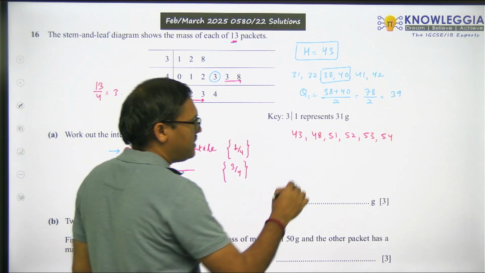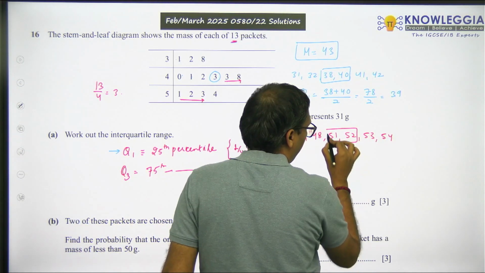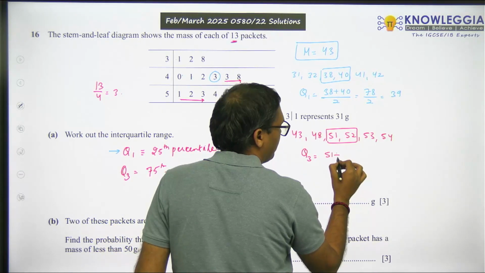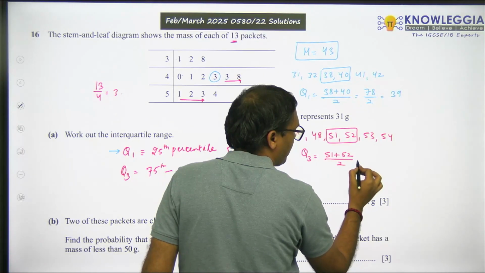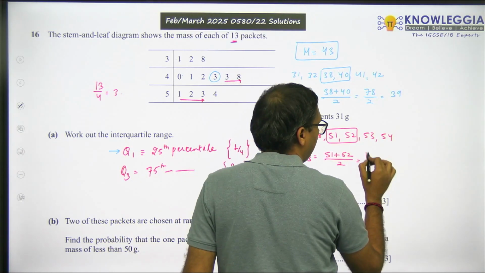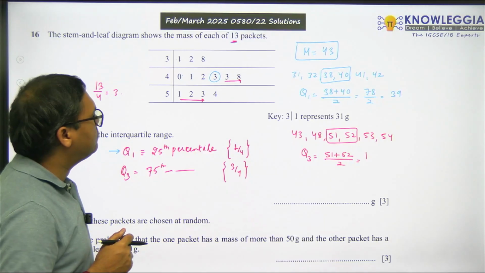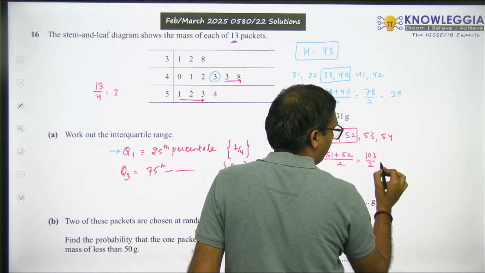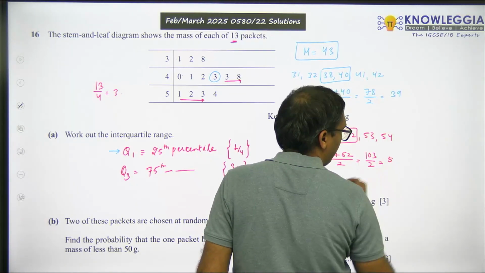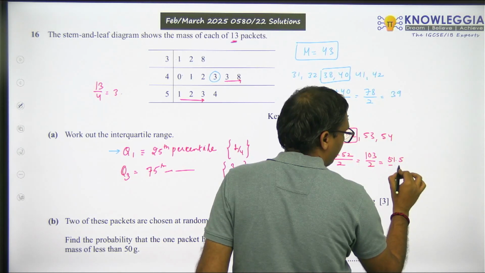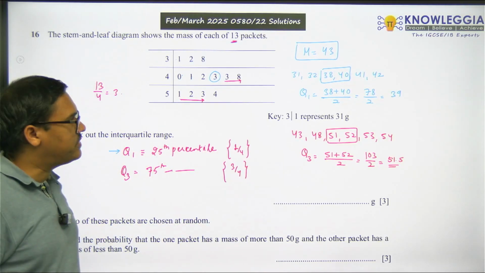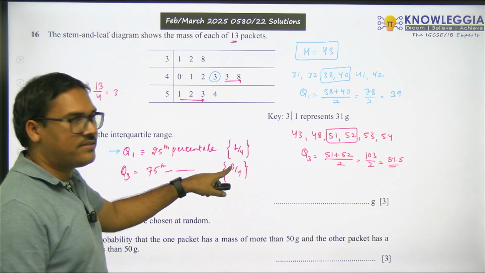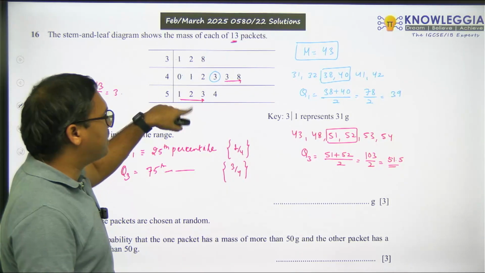Now, what is the median of this data? That is the mean of these two. So the upper quartile is 51 plus 52 divided by 2. So this is 103 by 2, which is 51.5. I hope this is clear. Or you can say this is 3/4 of 13. So accordingly you can answer this.